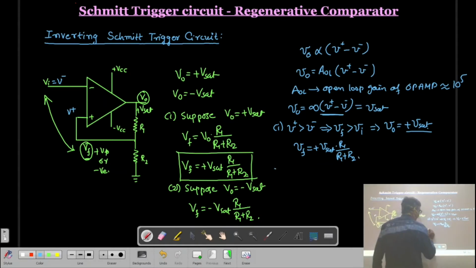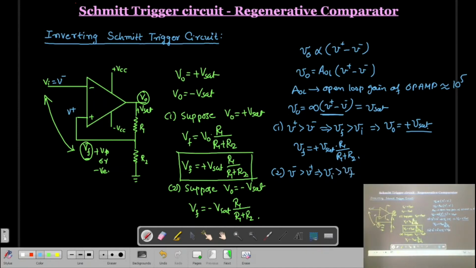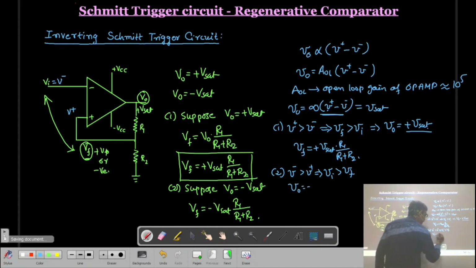Now here, if we have V minus greater than V plus, it means my input voltage is greater than the feedback voltage. Since V minus is greater than V plus, this bracket value will come out to be negative, and that will generate a negative saturation voltage, minus V saturation.